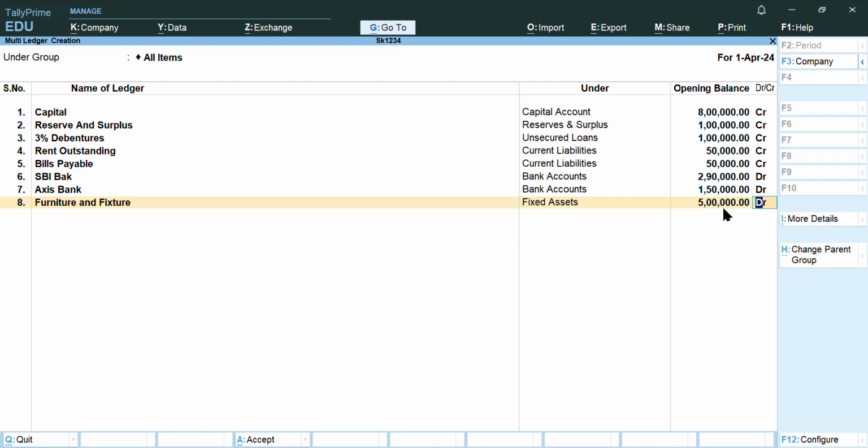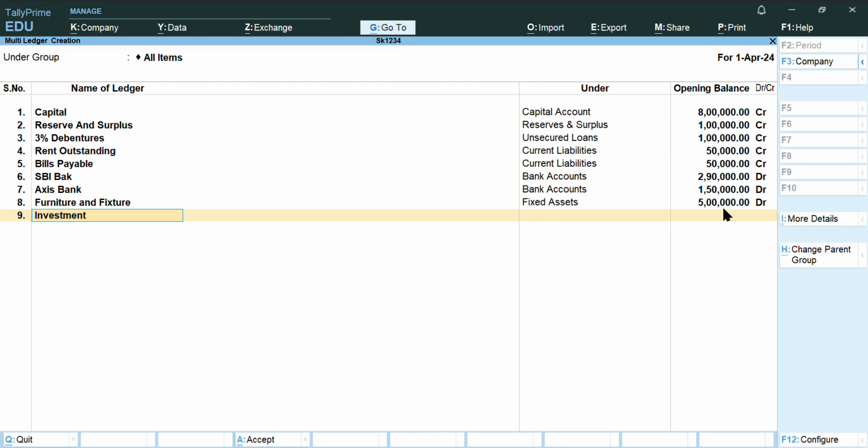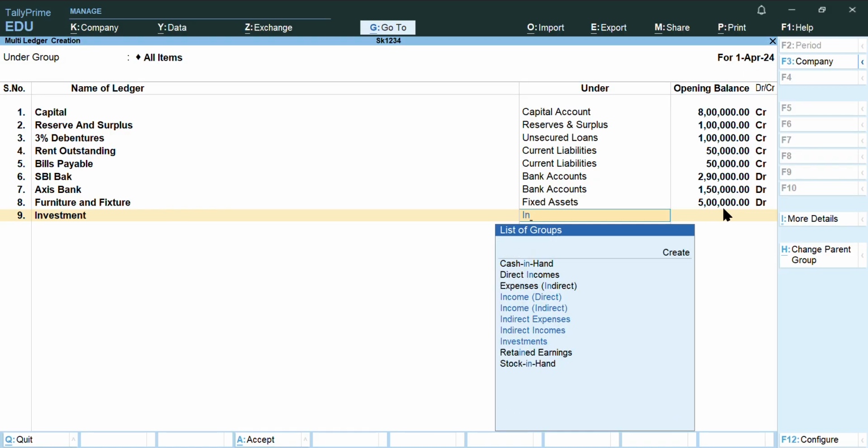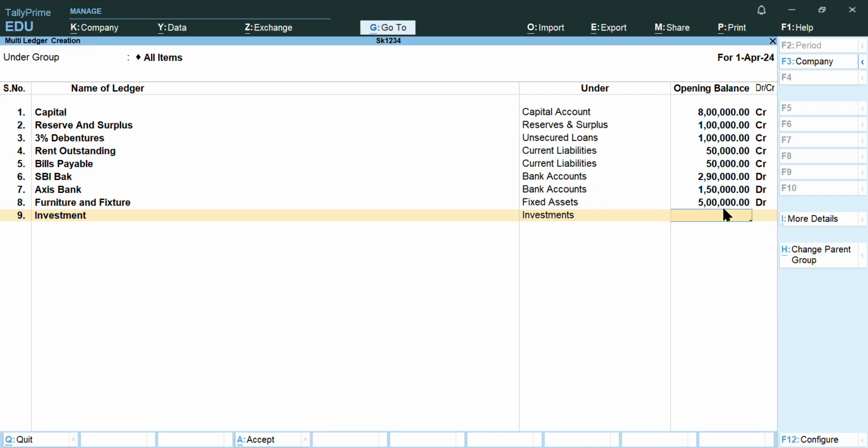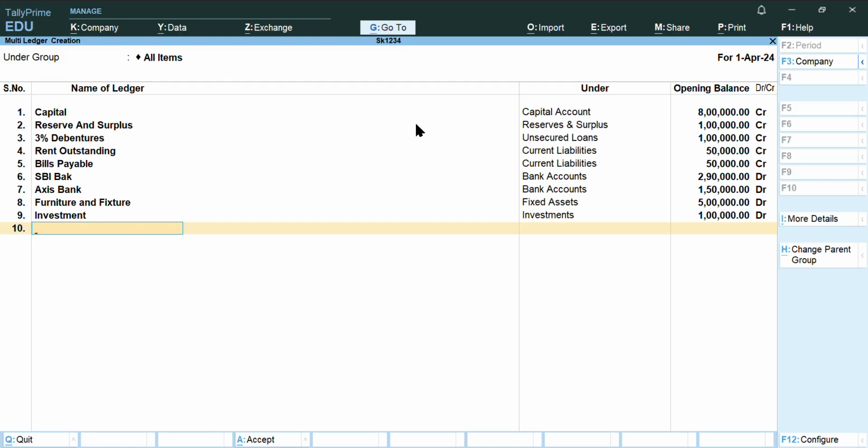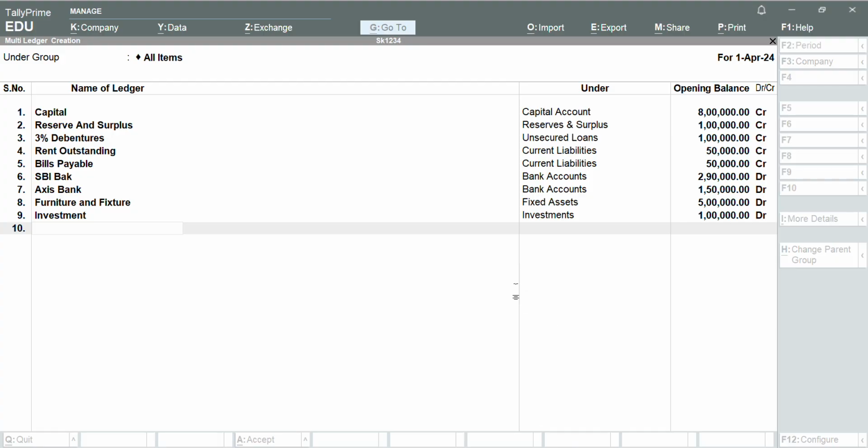Next is investment. Its category is investments. Now through the arrow keys we can move on to the category that we want. Amount is 1 lakh. Okay, so we have completed the list. 9 items have been recorded here, 9 accounts have been created. If we look at the question, we know that 4 from the asset side and 5 from the liability side must have been created, and we have done that.